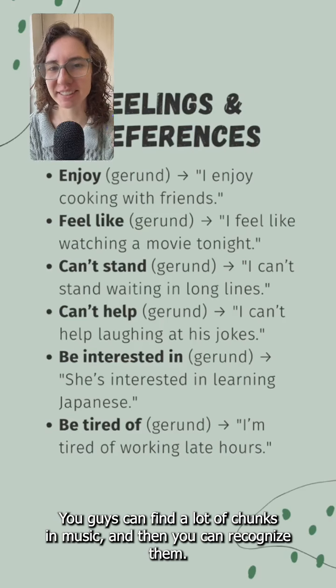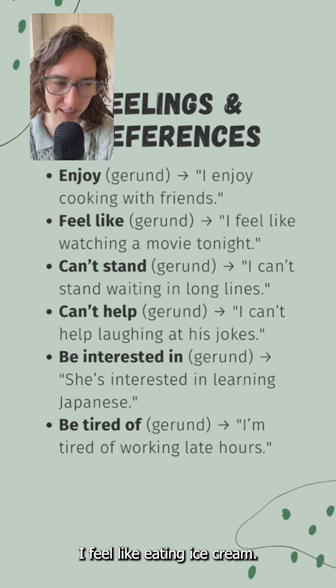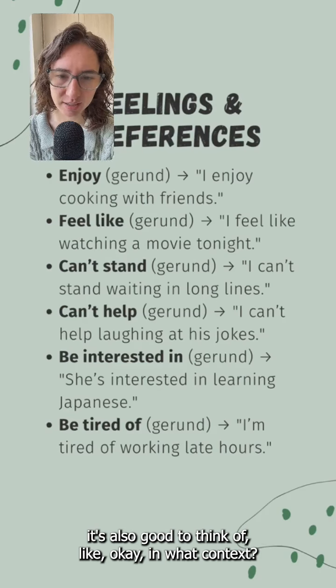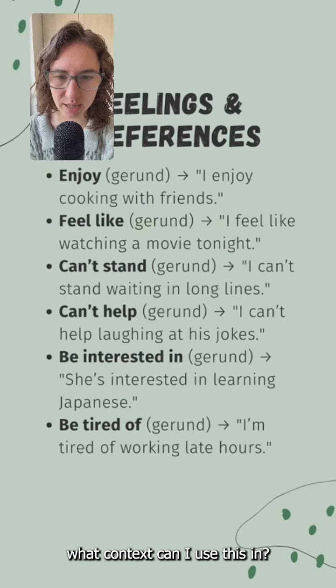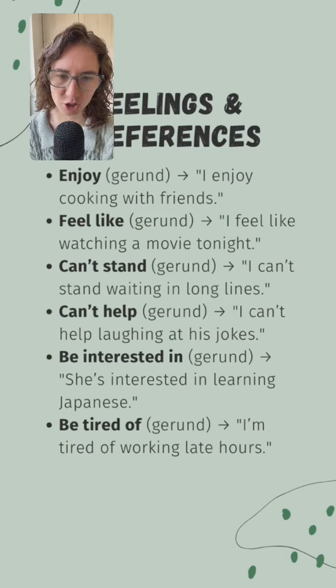So it's very forgiving. As you can see with the last expression here, to be tired of, it's really common in English when we're talking about emotions to have a phrase like this: the person, the verb to be, the emotion, and a preposition. I am tired of, and then afterwards we're going to have a gerund.